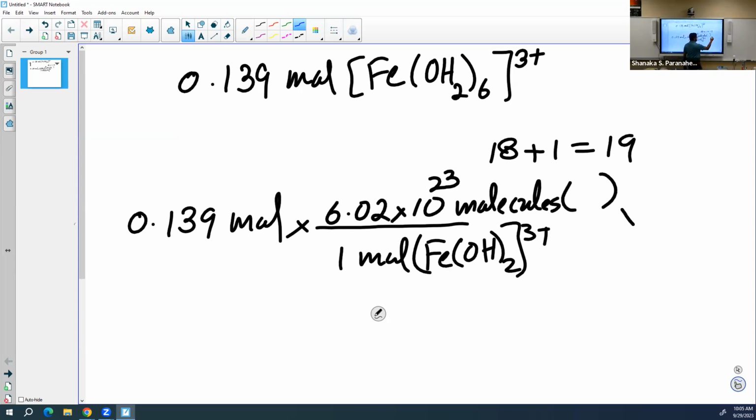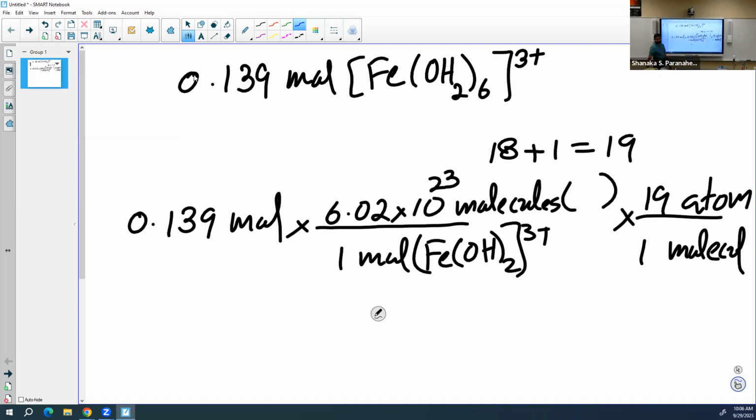So in one molecule, there are 19 atoms in total. Okay, so we didn't calculate the specific atom, so it's total atoms. It's going to be 0.139 times Avogadro number times 19 because each has 19 atoms. Does it make sense?